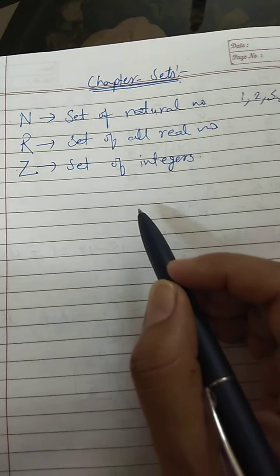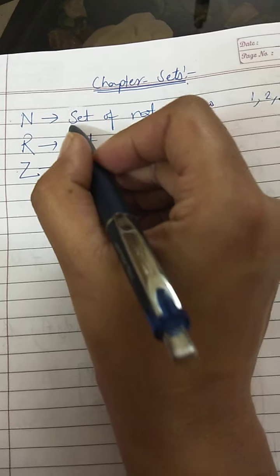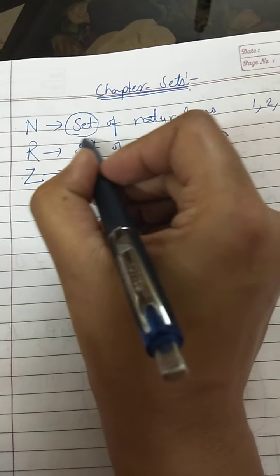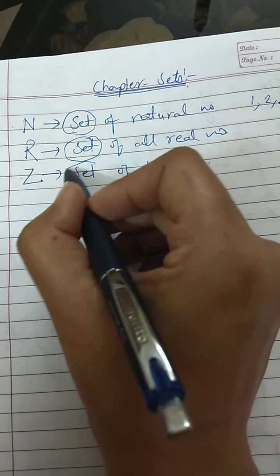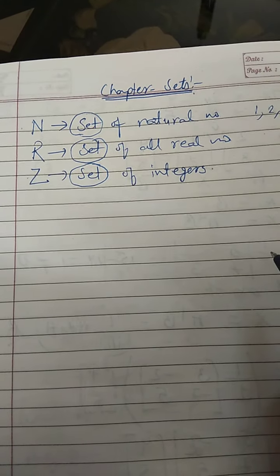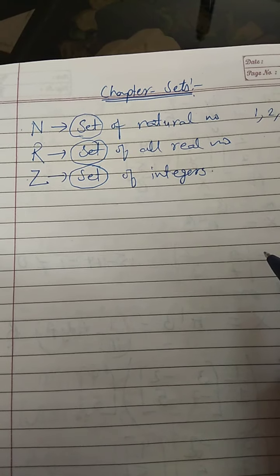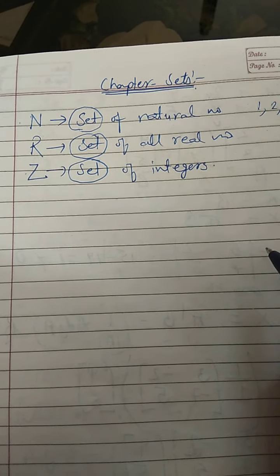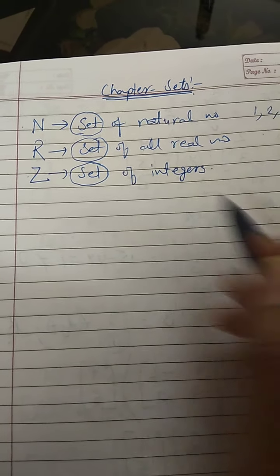But here, I'm not talking about the numbers. My objective here is to consider these three examples to bring the focus on this word set. We have used this word set in junior classes or earlier as well. Now, what is this set?